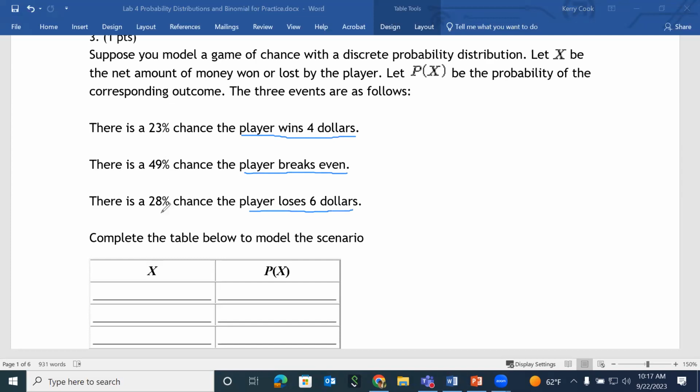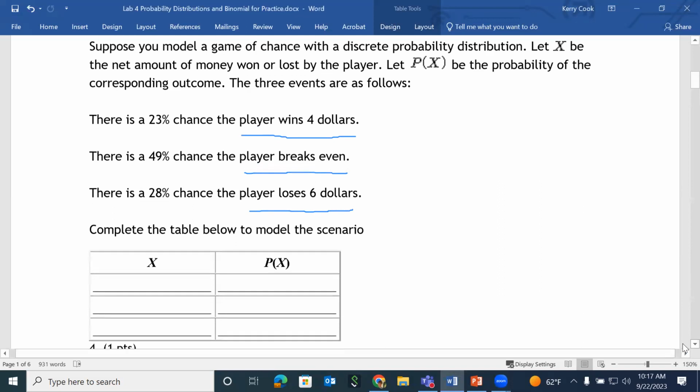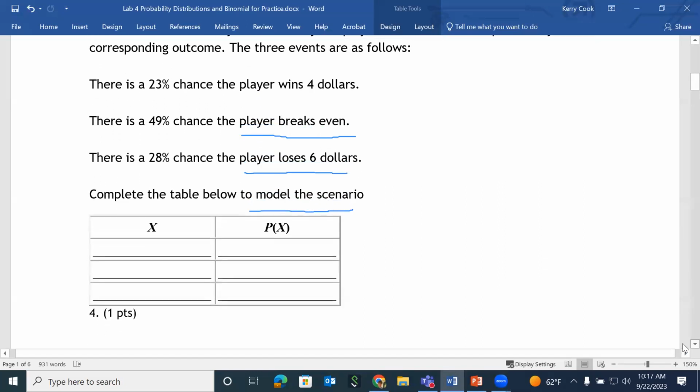And each of the provided probabilities, the corresponding probabilities, have been given to us. So let's go ahead and fill in this probability table using the information that we have, so that we have the complete outcome list. And remember that the probability distribution function shows all possible outcomes.